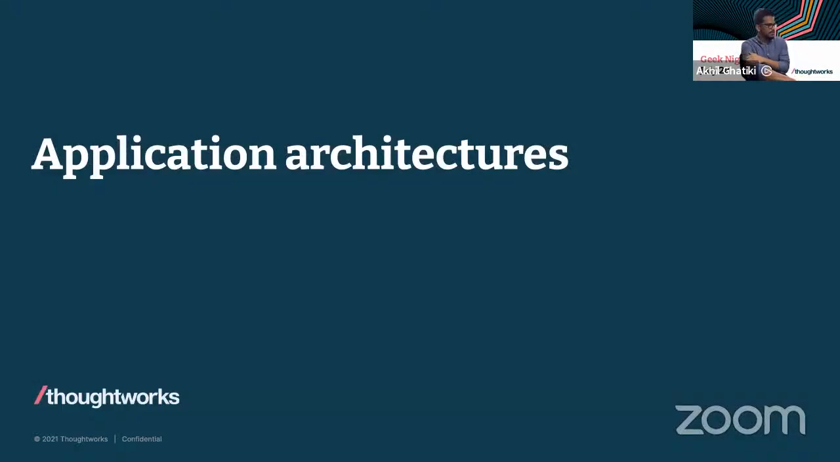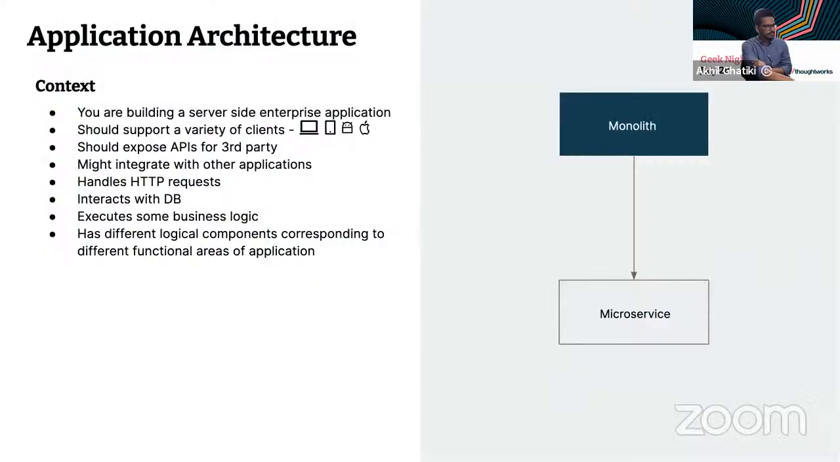So let's jump into the application architectures now. What we are going to deal with now is the monolith. We just defined monolith, and we'll take a little deeper look into what it is. So you have the context here. You are building a server-side enterprise application. You have to support a variety of clients like desktop browser, mobile browser, and native Android and Apple applications. You should also be able to expose APIs to third parties, and you might also integrate with other third-party applications. You need to handle HTTP requests, interact with the DB, and execute some business logic.